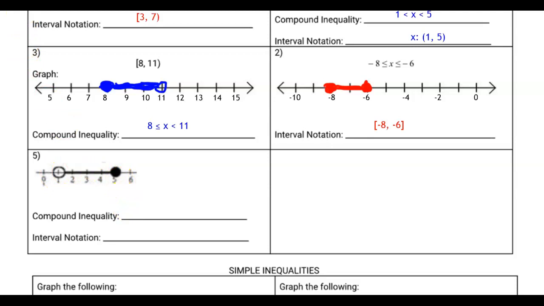Here's the compound inequality. I went ahead and did the interval notation as well. Both of them are very similar. Open circle gives us less than and open parentheses. Closed circle gives us less than or equal to, and a square bracket, a hard bracket.